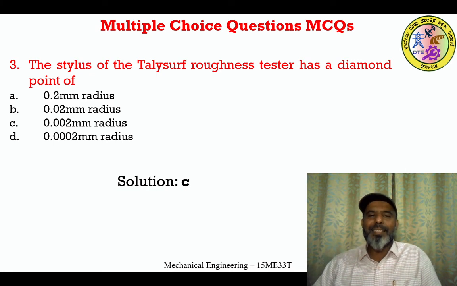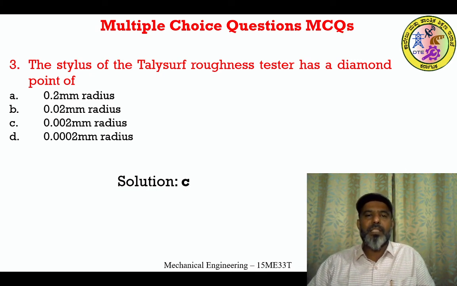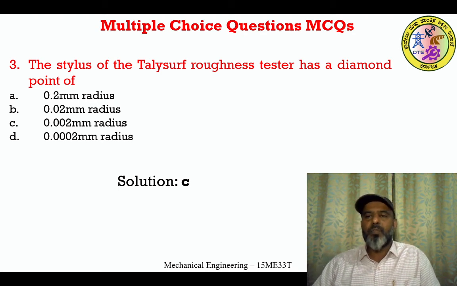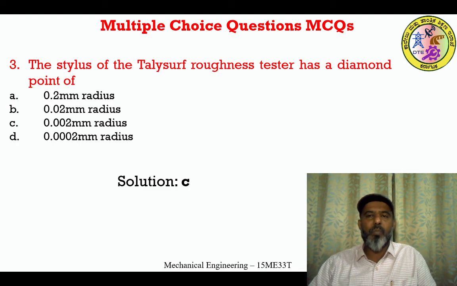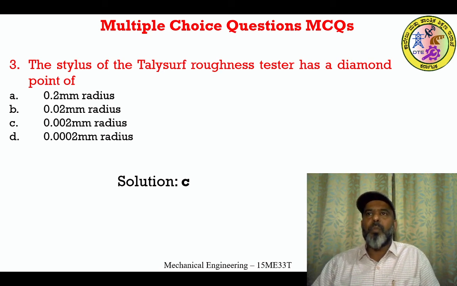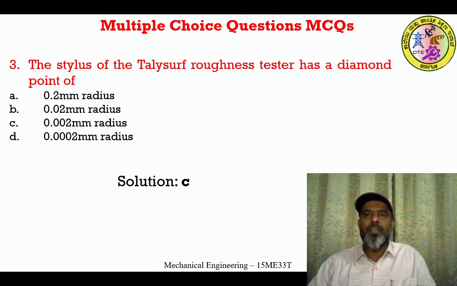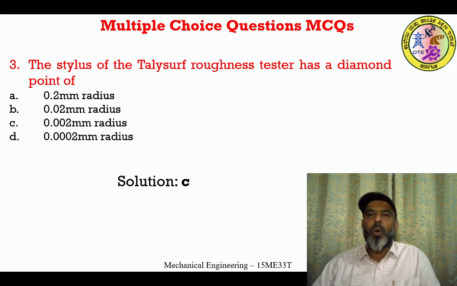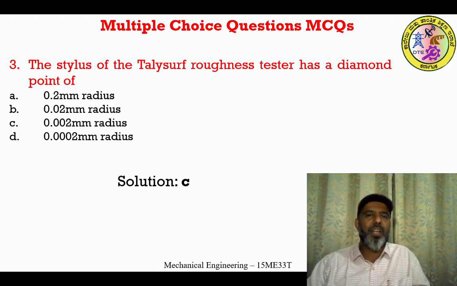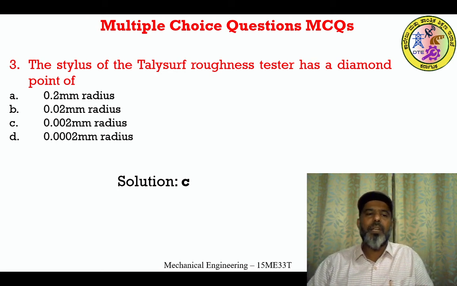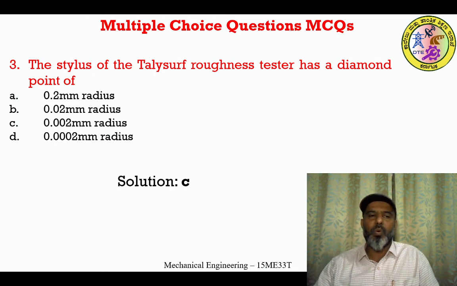Yes, the answer is C. The TALYSURF surface roughness tester has a diamond stylus. The stylus is made up of a diamond point having a radius of 0.002 mm. As I have already mentioned, 0.002 mm is maintained because if a larger radius is given, the diamond point may not enter into the surface irregularities. Hence, the diamond point radius is maintained as 0.002 mm. That is the correct answer.